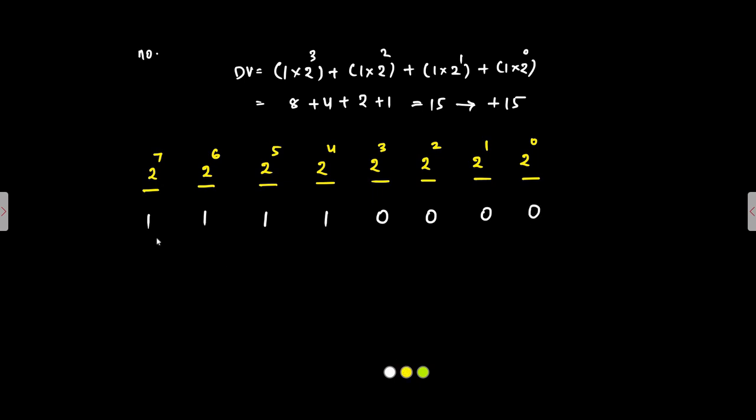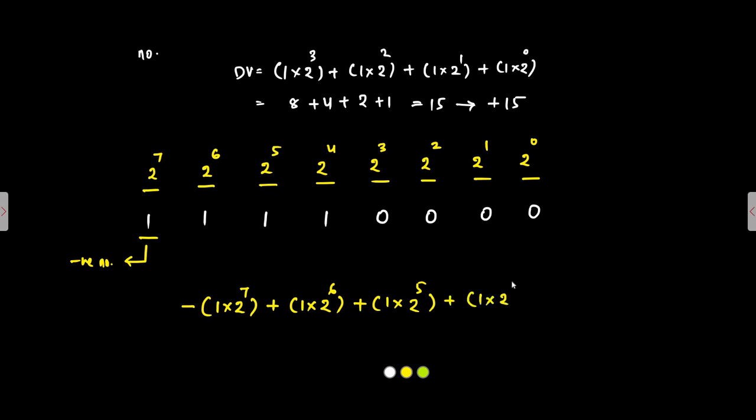So first step, examination of the sign bit. It is 1, so it is a negative number, expressed in 1's complement form. First we have to assign a negative sign to the sign bit weight: minus 1 into 2 to the power 7. Then for the remaining 1 bits, it will be plus: plus 1 into 2 to the power 6, plus 1 into 2 to the power 5, plus 1 into 2 to the power 4.